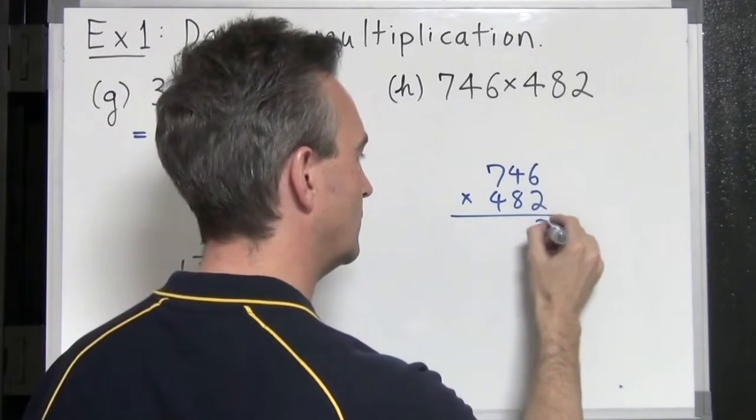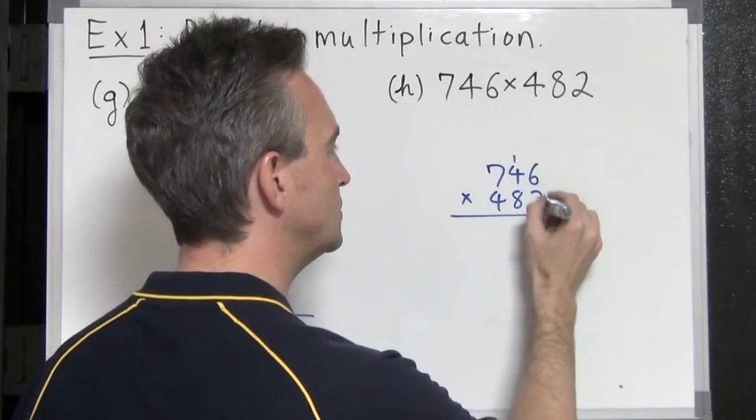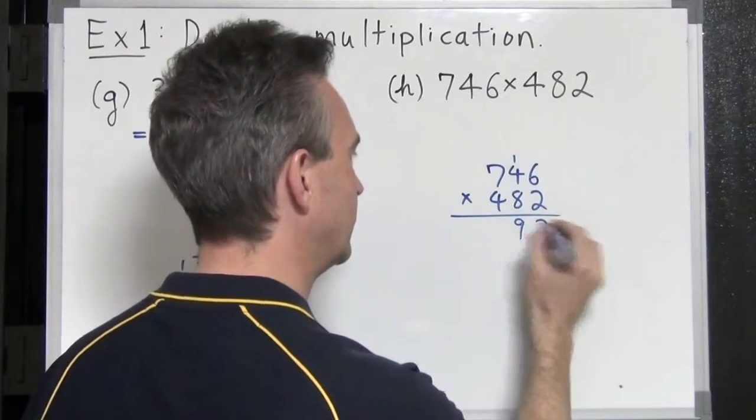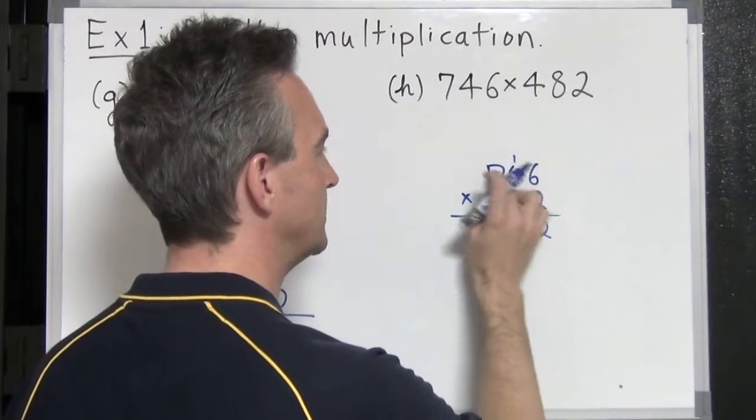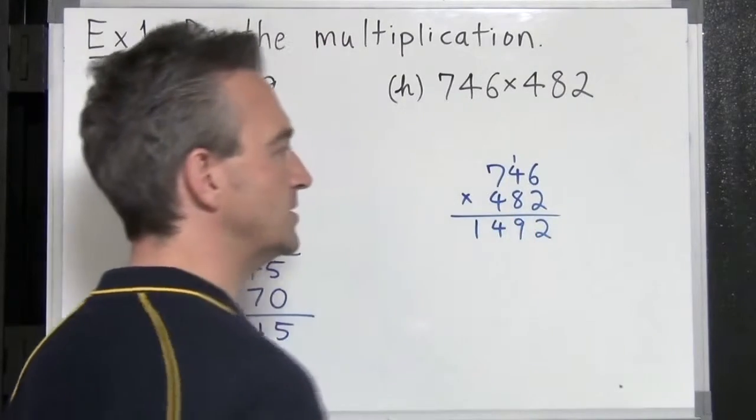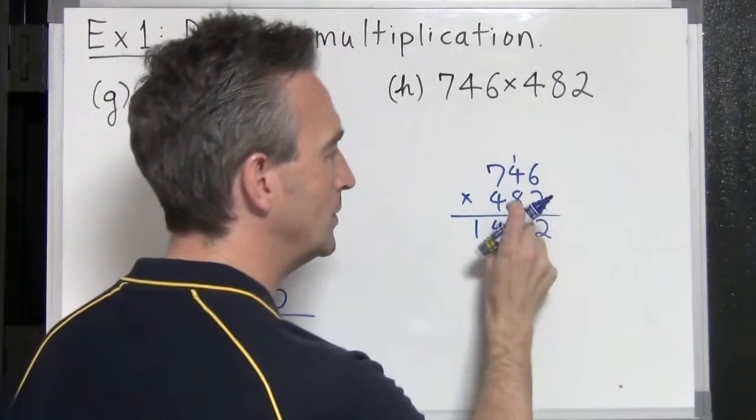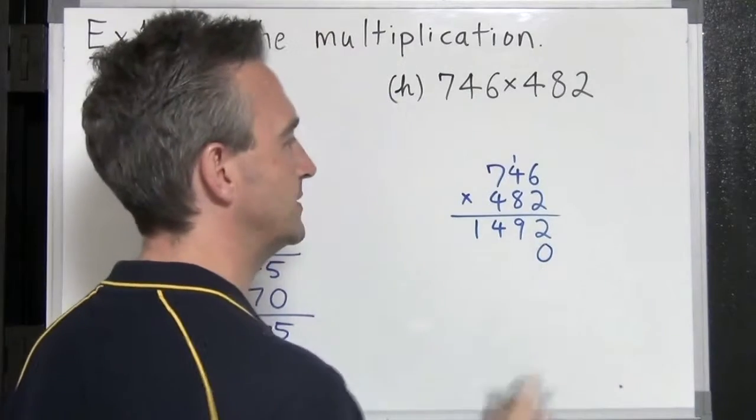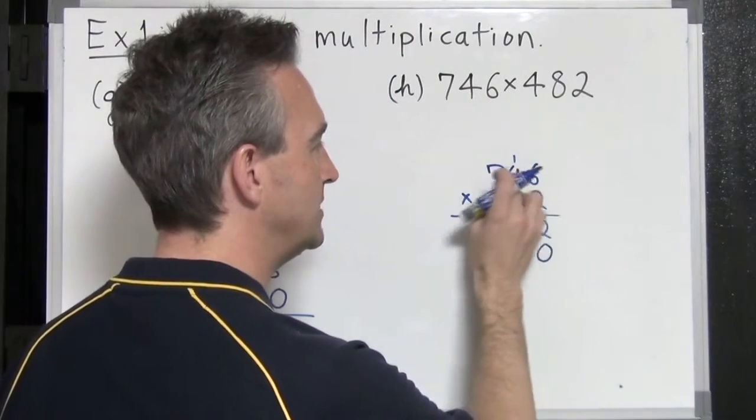2 6s are 12. Carry the 1. 2 4s are 8, plus 1 is 9. And then 2 times 7 is 14. So far, so good. Now we move over and work with the 8, and we put our 0 here like always. And we work with the 8 through all these numbers.